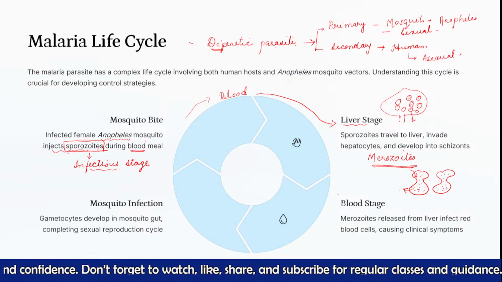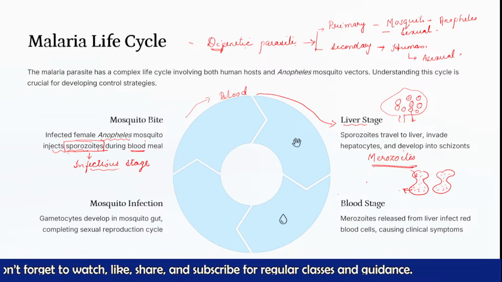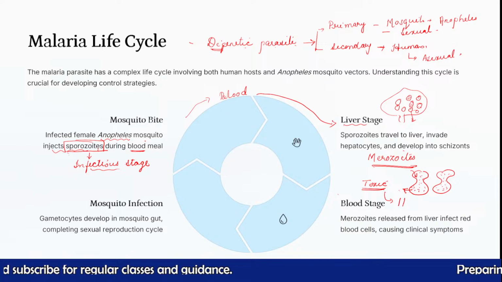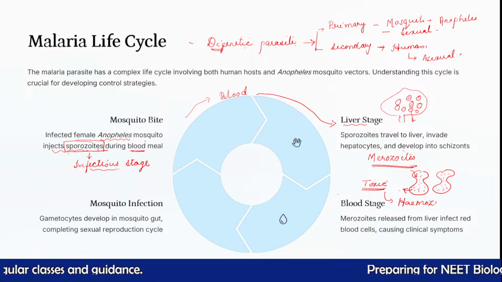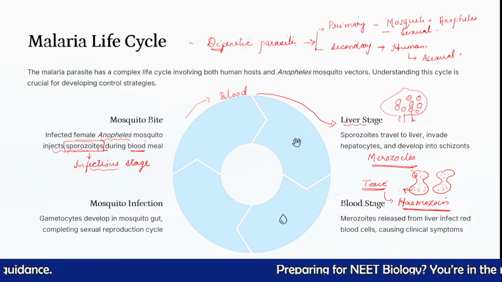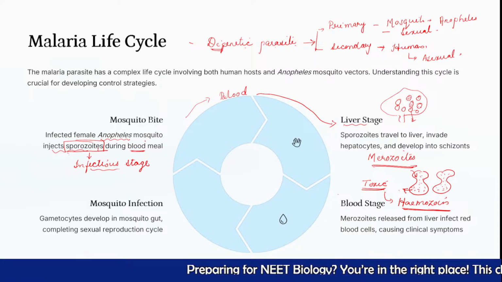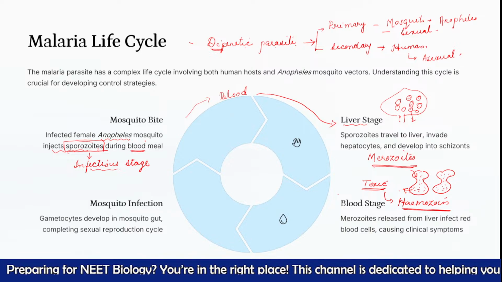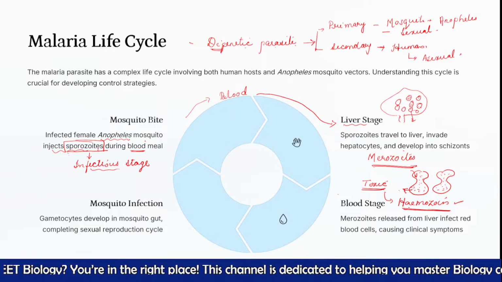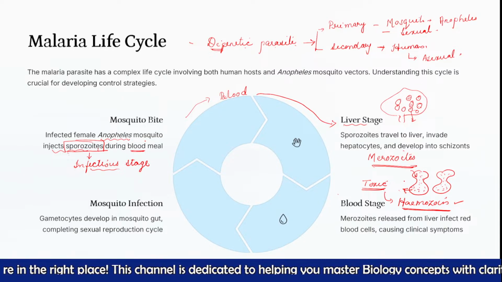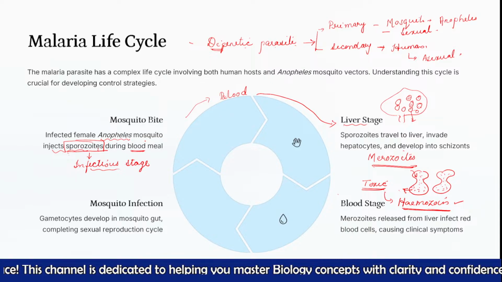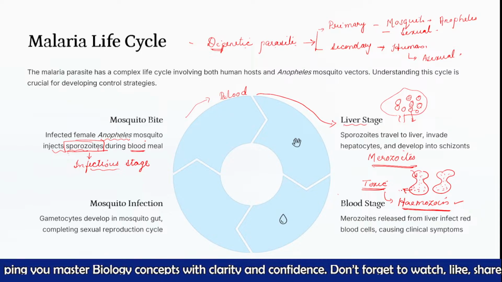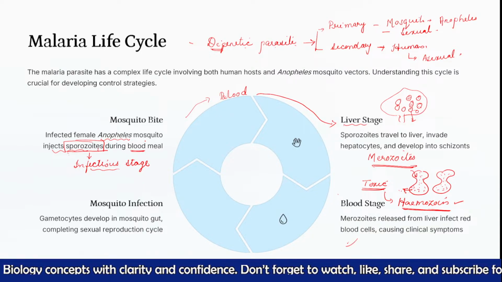So when the RBC ruptures, along with the merozoites, some toxic substance is also released. And the name of the toxic substance is hemozoin. Remember, this is another important question. The toxic substance produced from the RBC due to the infection of Plasmodium: what is that? Hemozoin. Because of this hemozoin, the patient suffers from fever and chills every 72 hours, every 2 to 4 days. And again, the merozoites come out and infect new RBCs.